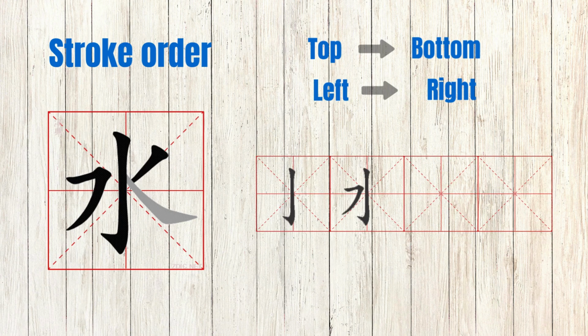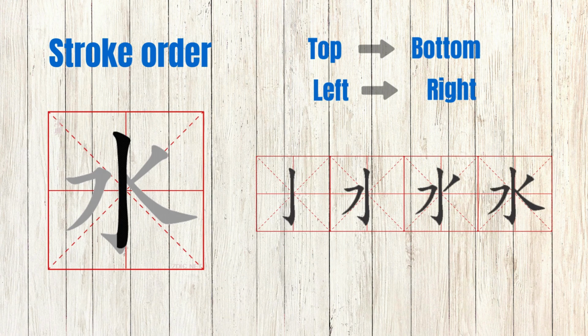Next, on the left side of the vertical hook, write a horizontal left stroke. Be careful not to extend it higher or lower than the vertical stroke. Then, at the upper right of the vertical hook, add a short left falling stroke. Remember, it starts from the top right and ends at the middle of the vertical stroke.